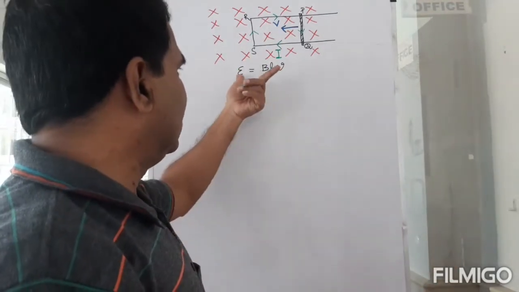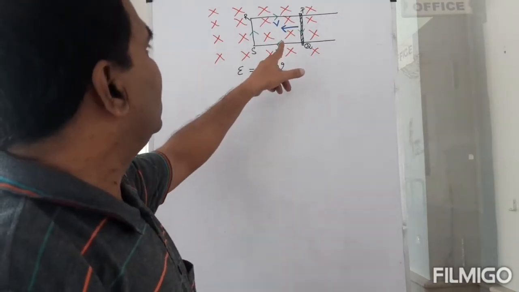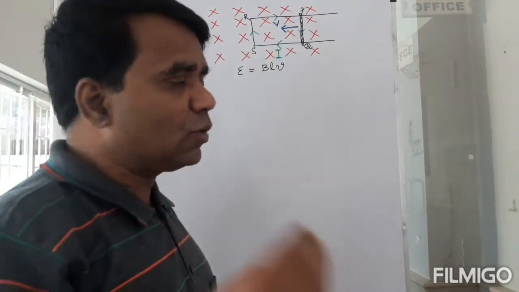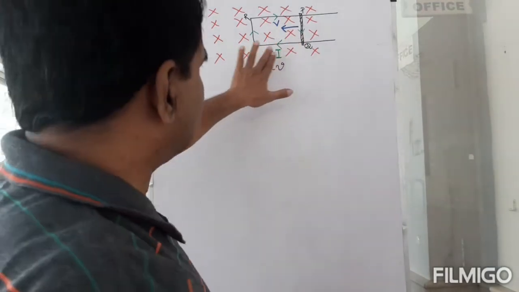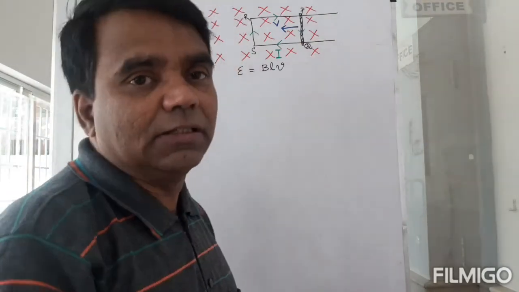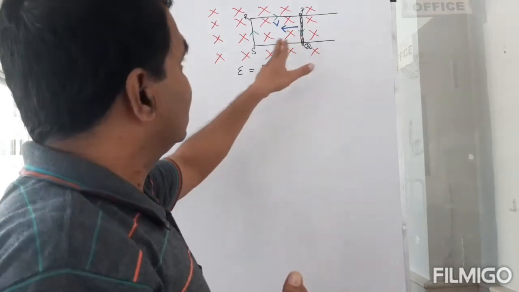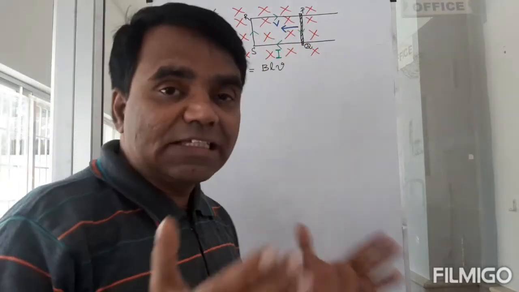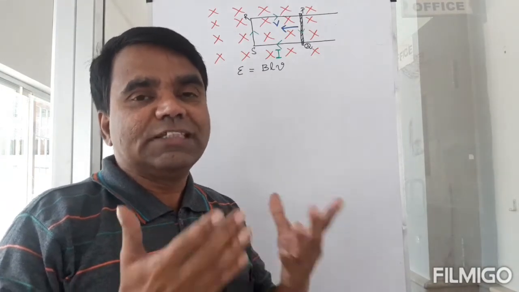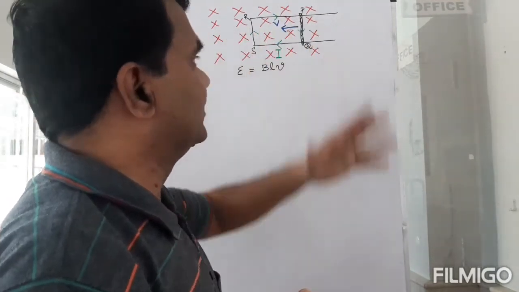And as I said, the induced EMF is BLV. And there is this current I flowing. Now notice this. This current I is flowing in an external magnetic field, which means that the conductor must experience a force, the Lorentz force. F is equal to ILB. That's the force it must experience.